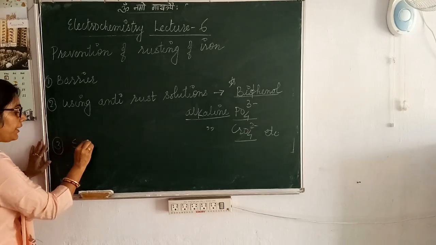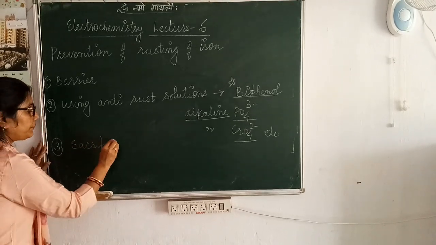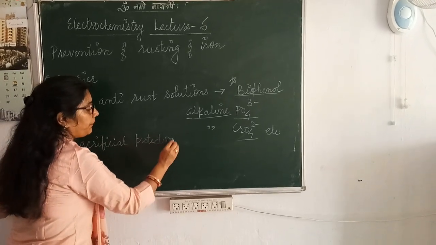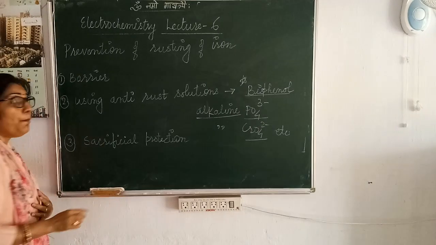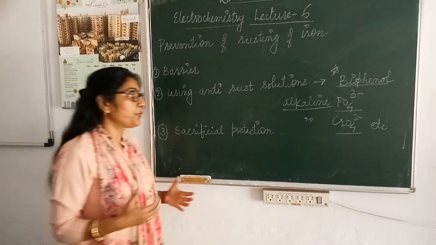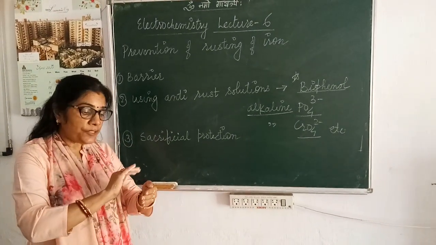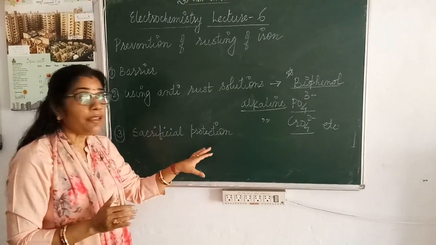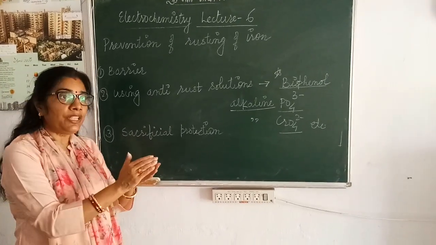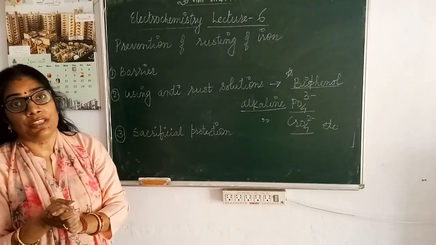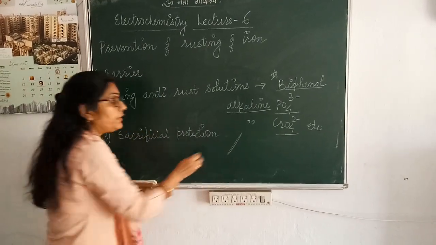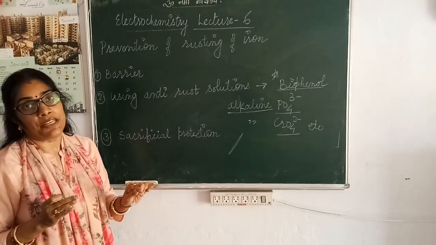Third is sacrificial protection. Here generally a metal which is more reactive than iron is used. Suppose a scooty, which we use nowadays, is painted along with zinc as well as nickel. Consider that it is coated with zinc in one case and with nickel in the second case. What happens when there is a scratch?